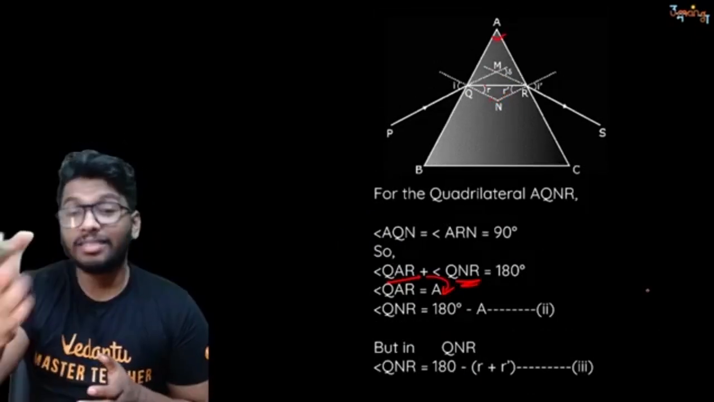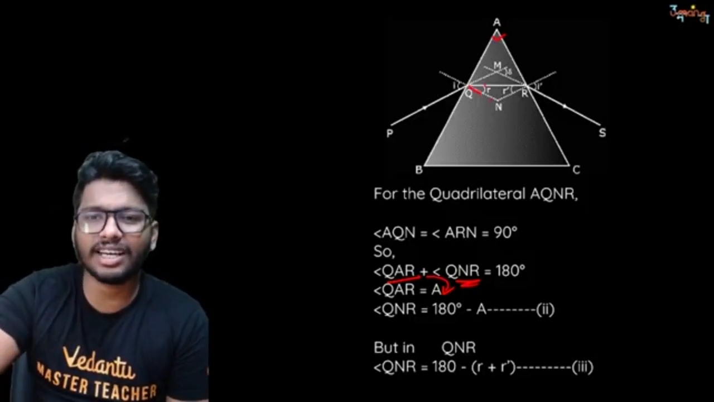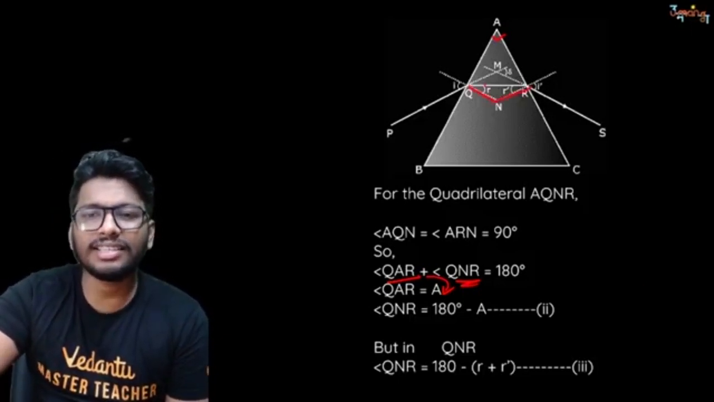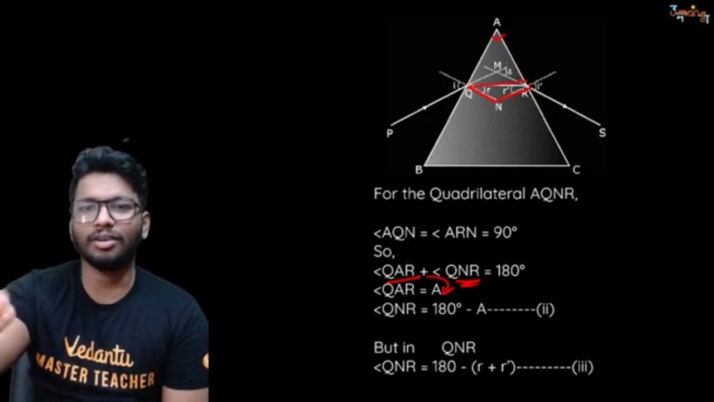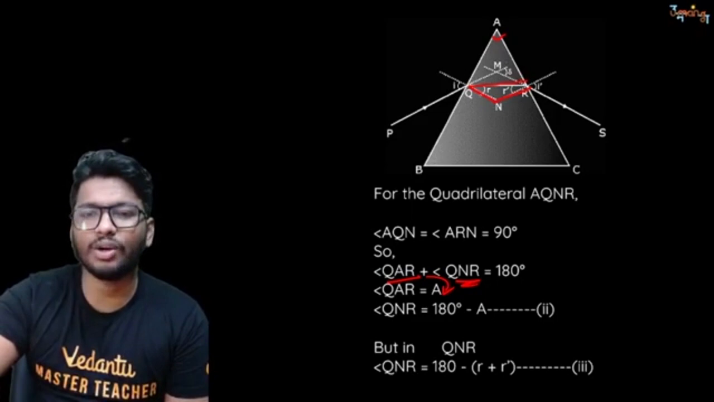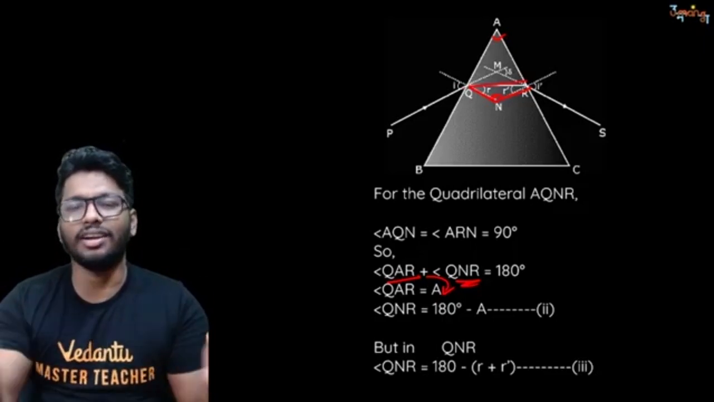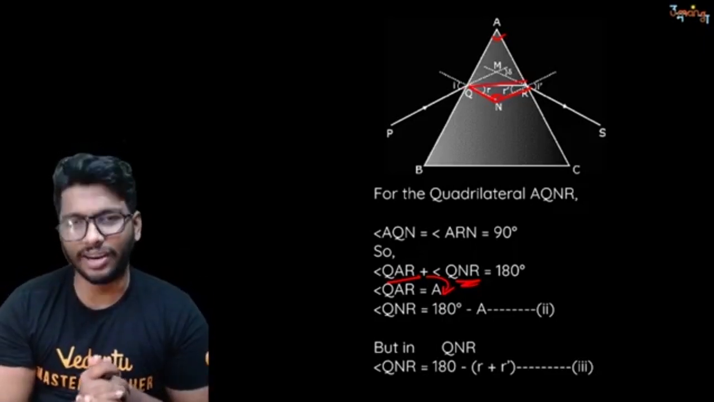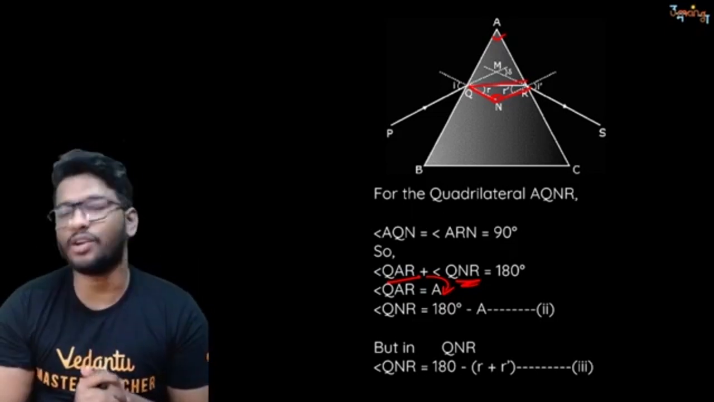Now, what is QNR? QNR is this triangle, this tiny little triangle QNR. Now this is basically 180 minus R plus R dash, because obviously the three angles put together total 180 degrees. So 180 minus R plus R dash would basically give me QNR.